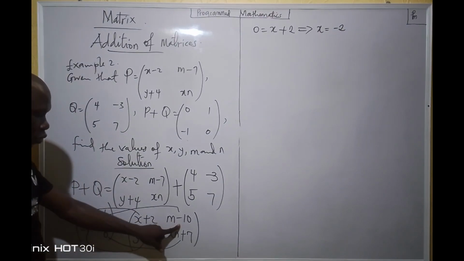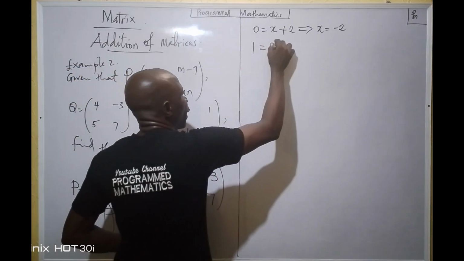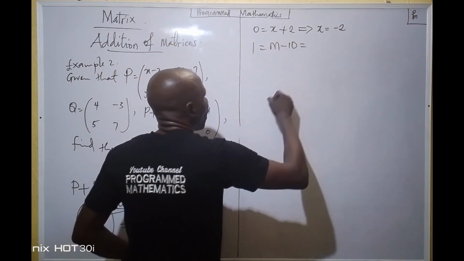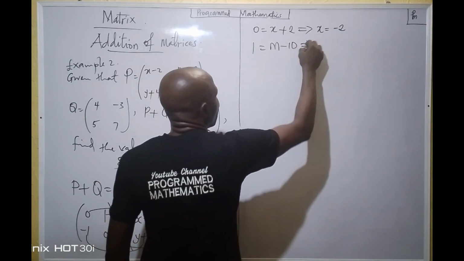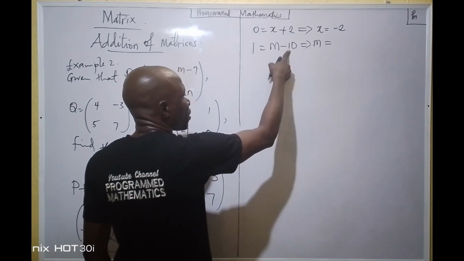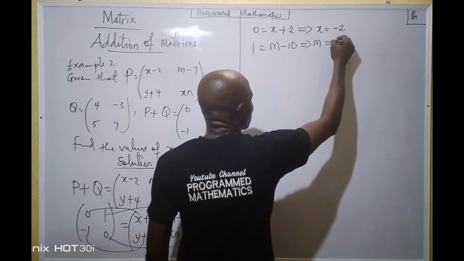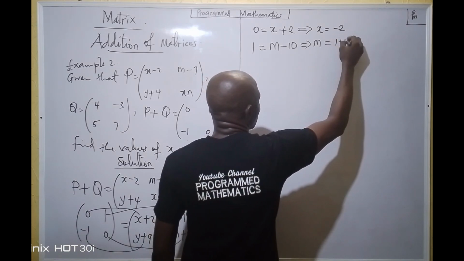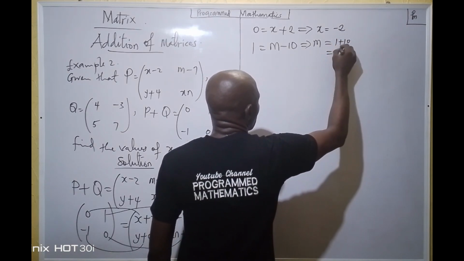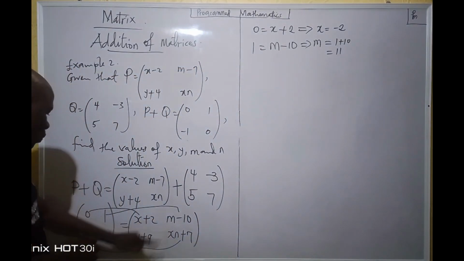1 is equal to m minus 10. 1 equals m minus 10. And this also implies that m is equal to, bring the minus 10 back to this side, or you add 10 to both sides. So that makes m equal to 1 plus 10. So this is simply 11. Okay, so we have m to be 11.